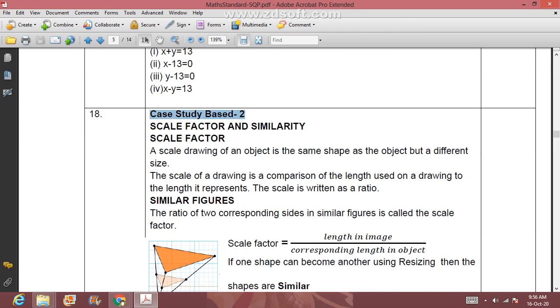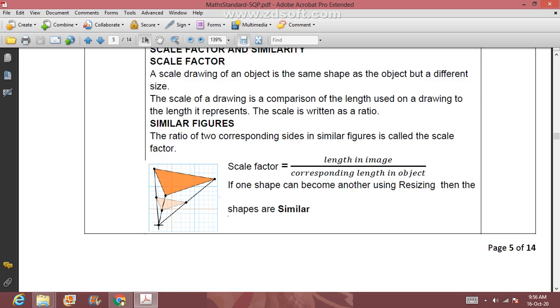Again, a case study based question, the second case study: scale factor and similarity. This case study is on similar triangles from the chapter Triangles. Okay, so understand this case study. Scale factor is the length of the image divided by the corresponding length of the object. This is the object given, the brown object, and this is the pink one, its image. So the scale factor is given.